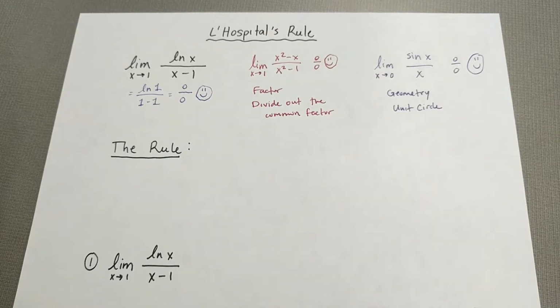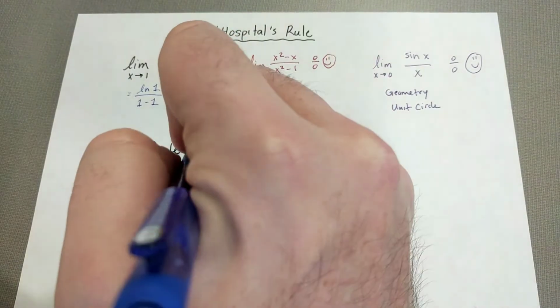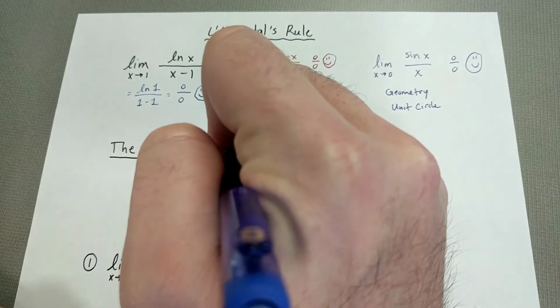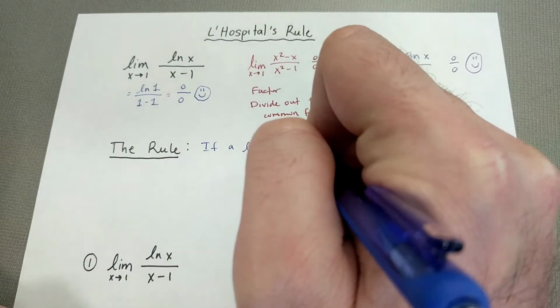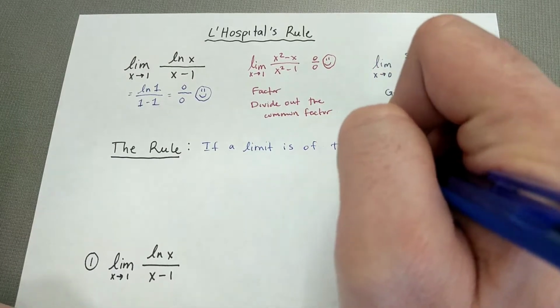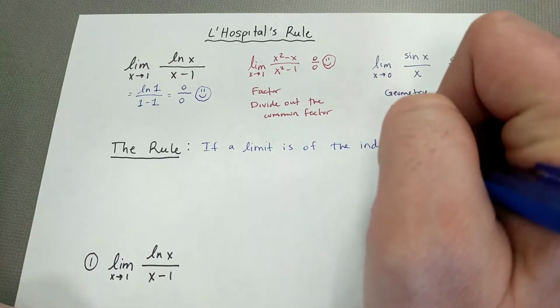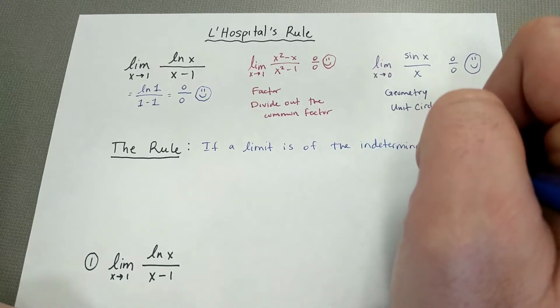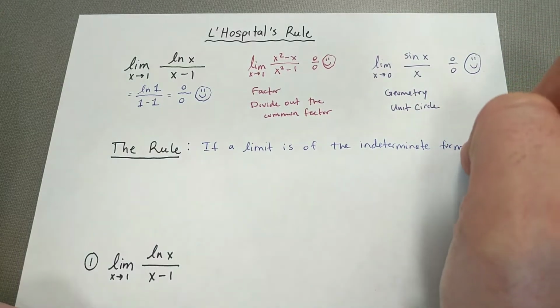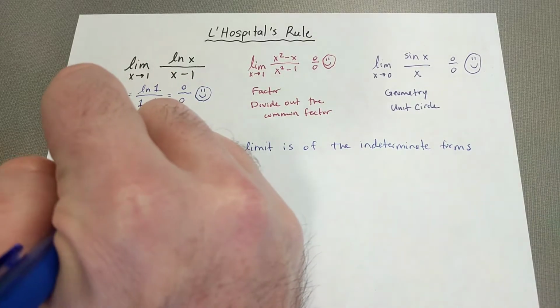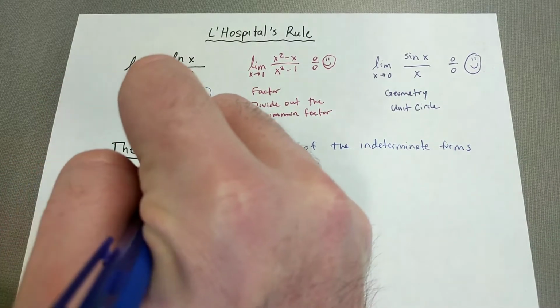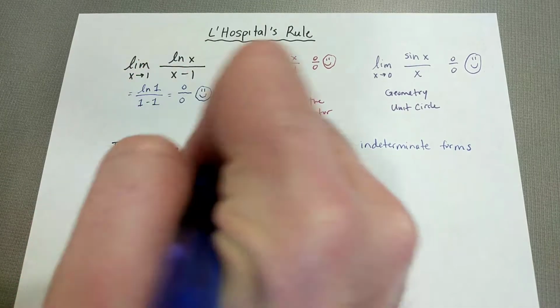Anyways, so let's talk about what the rule is. What's L'Hopital's rule actually saying here? So the rule is that if a limit is of the indeterminate forms, indeterminate meaning can't be determined, forms 0 over 0 or infinity over infinity.